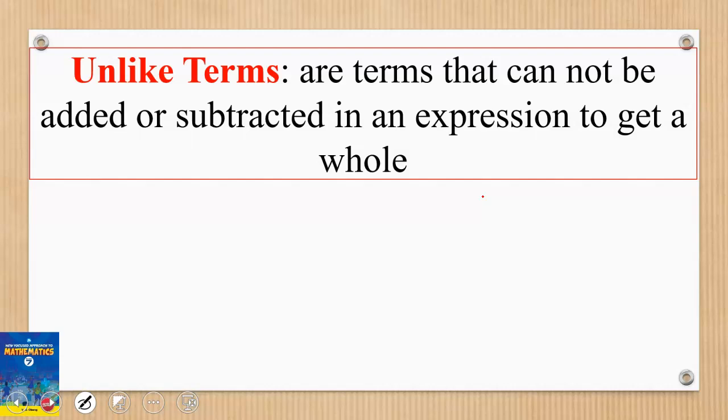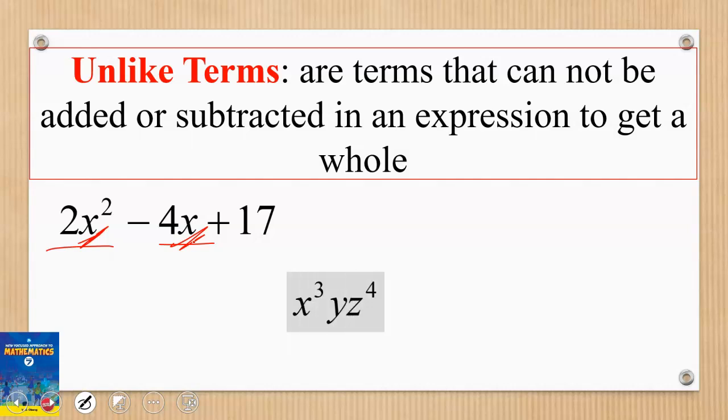Then we have unlike terms. Unlike terms are terms that cannot be added or subtracted in an algebraic expression, because they don't have the same exponent and the same variable. Here we have x, and here we have x. We could have said that because we have x, they are like terms. No, because the x here is power 2, and the x here is power 1. So 2x squared and negative 4x are not like terms.